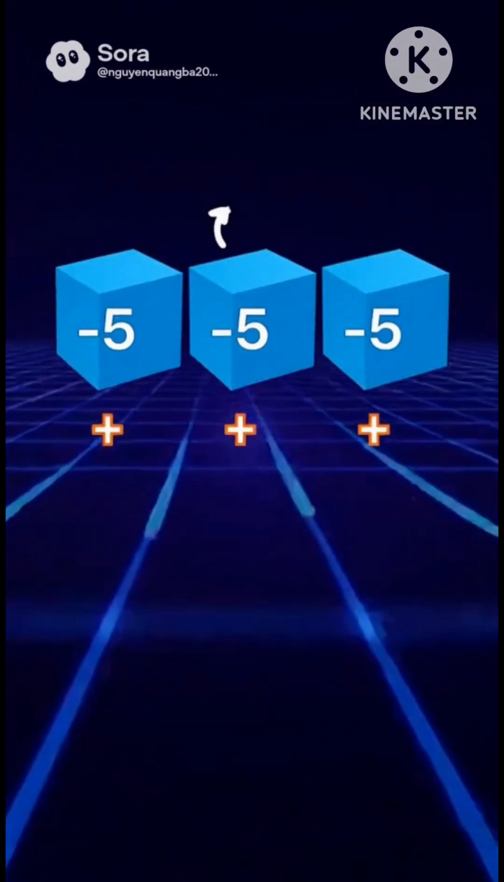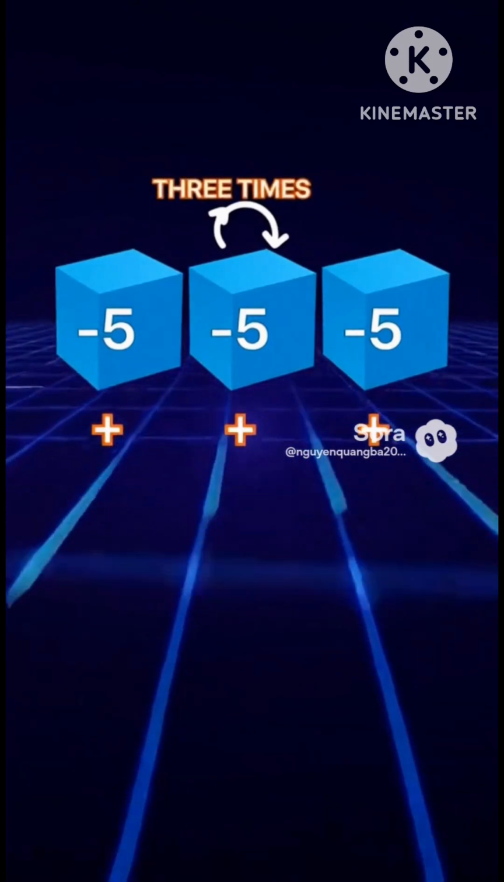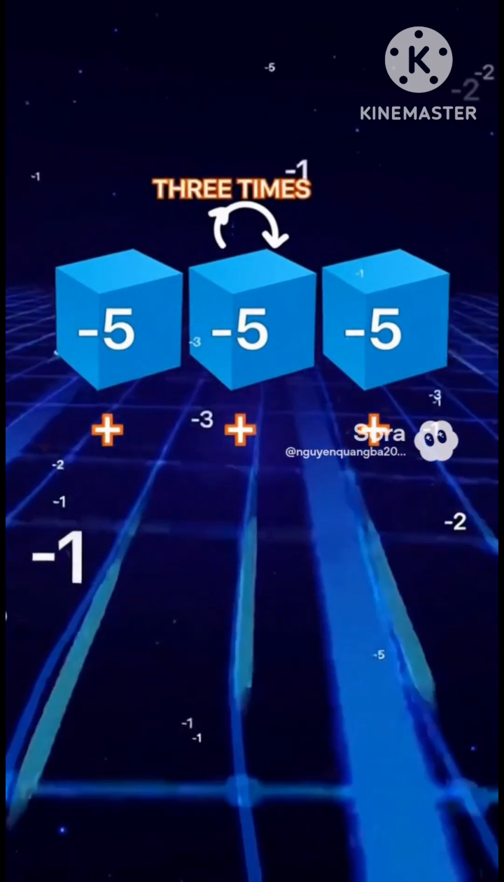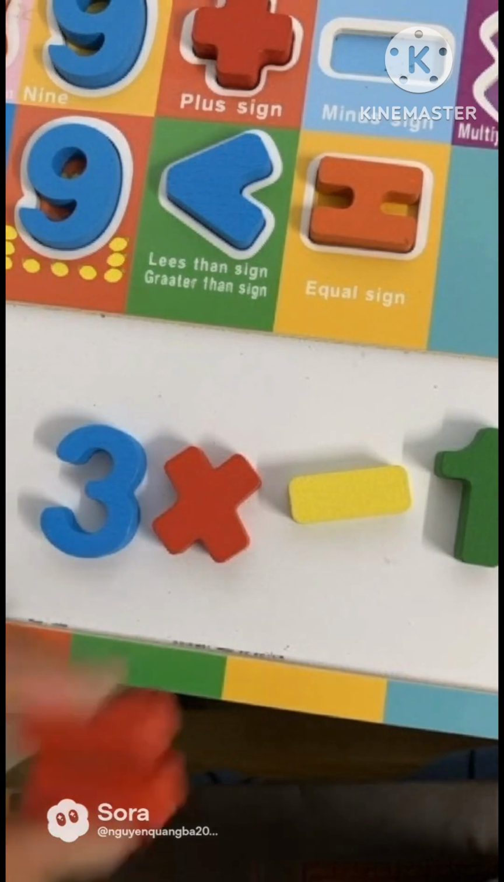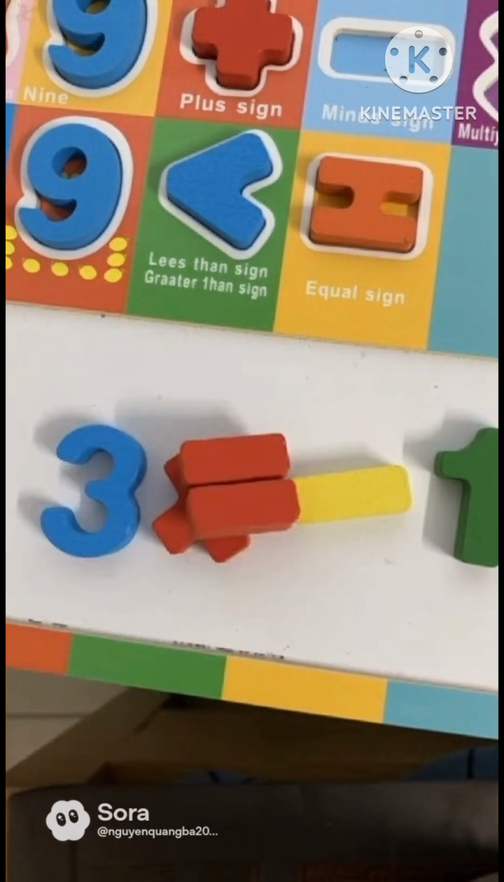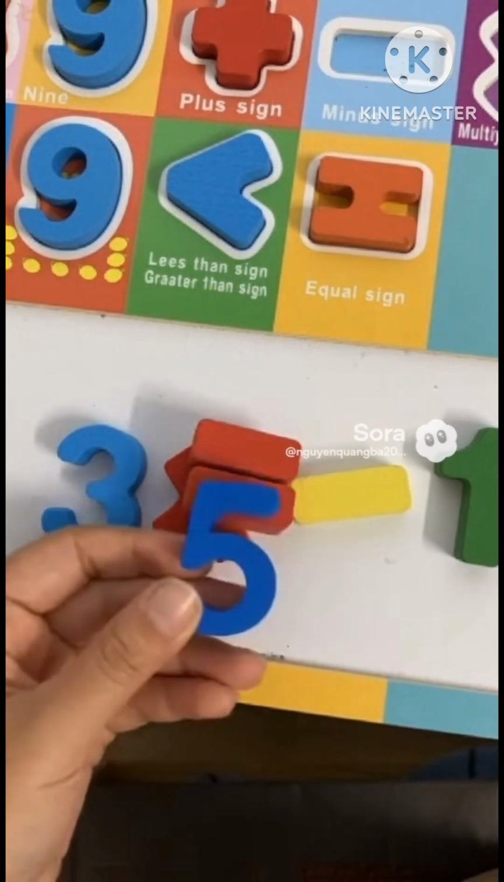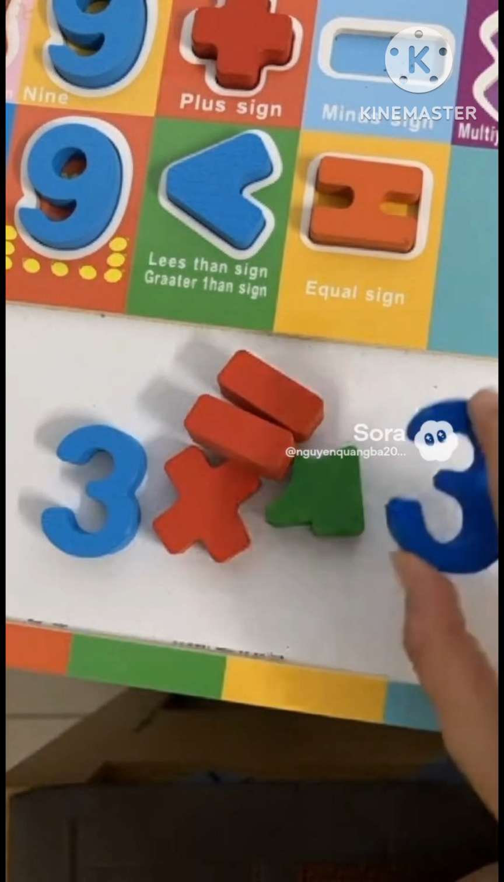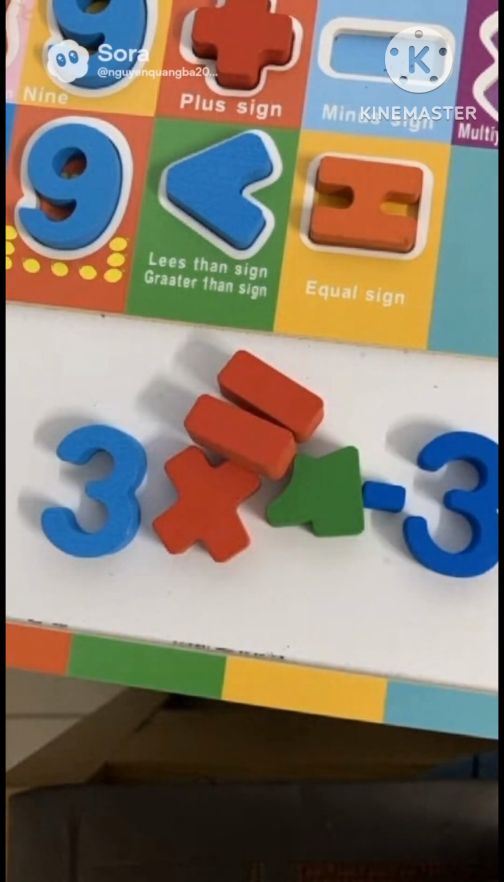How can you add 3 times negative 5? Think of multiplication as repeated addition. Negative 5 added 3 times is negative 5 plus negative 5 plus negative 5. Stack them together. Here we have 3 times negative 1. Let's add the equal sign. And now the answer. 3 times negative 1 equals negative 3.